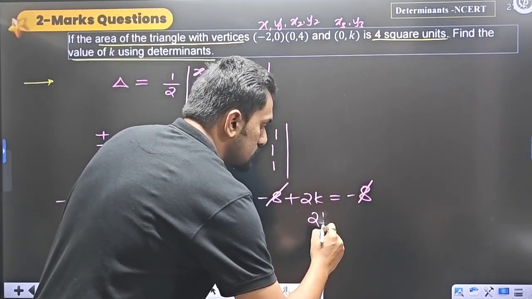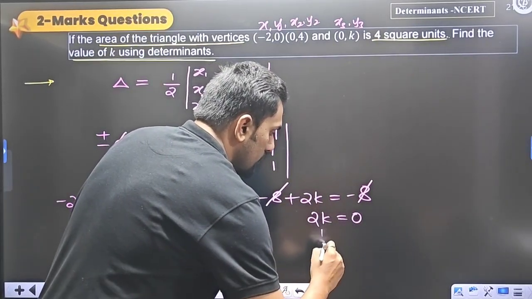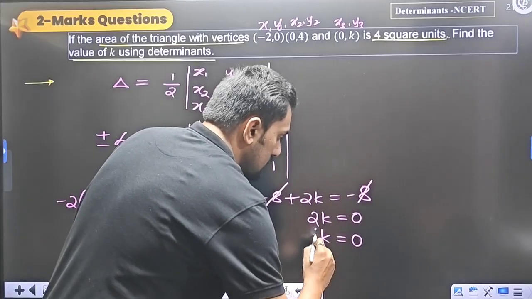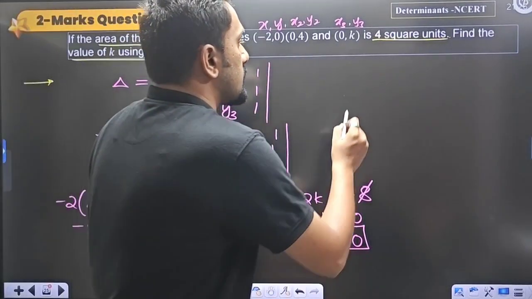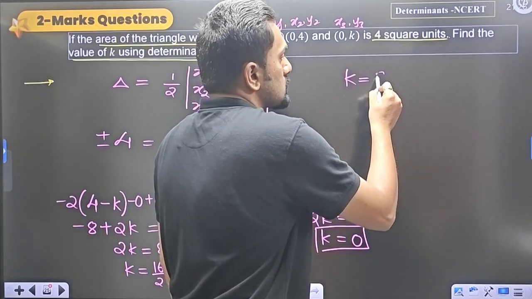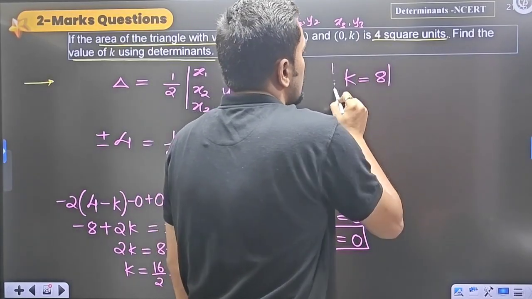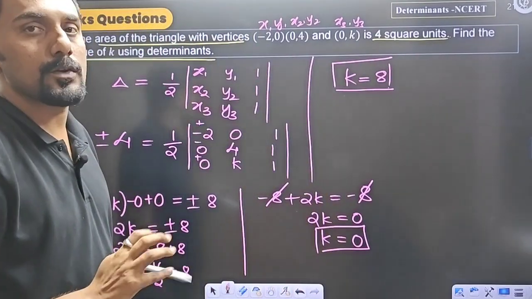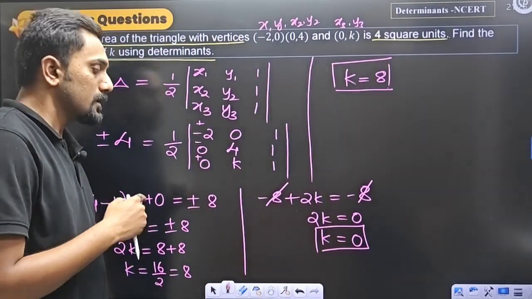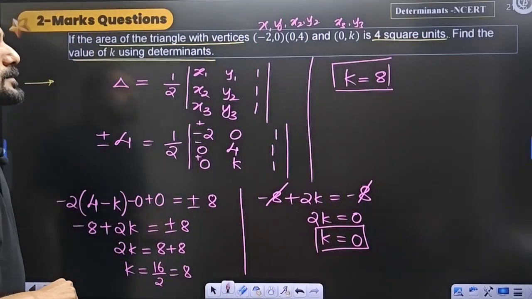2k becomes equal to 0. So therefore k becomes equal to 0. So there are two possible values for k. One is k equals 8 or k equals 0. If you write this much, you will get 2 marks. Pause the video and note down the answer.